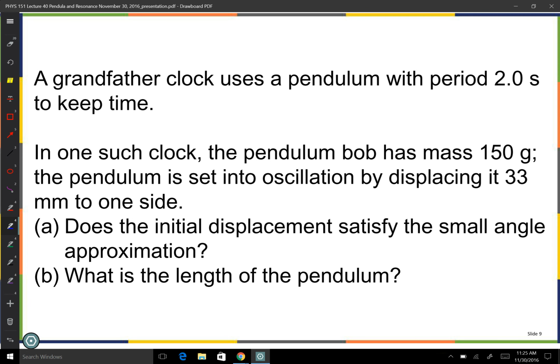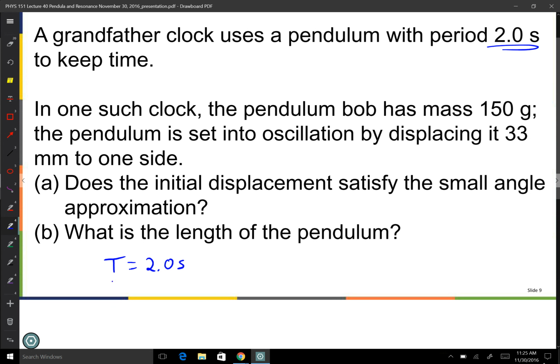So now that we have that, we have some information. We have the period is 2 seconds. What symbol do we use for period? T. So I have T equals 2.0 seconds. And then we have the pendulum bob has a mass of 150 grams. And I have an amplitude of 33 millimeters.